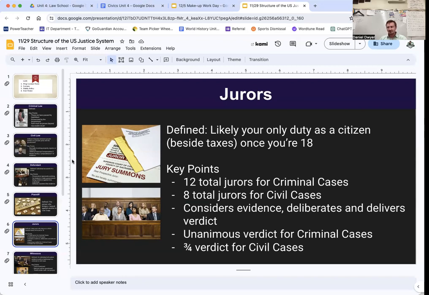So they're going to be considering evidence. They're going to deliberate, meaning they're going to talk about it and deliver the verdict.